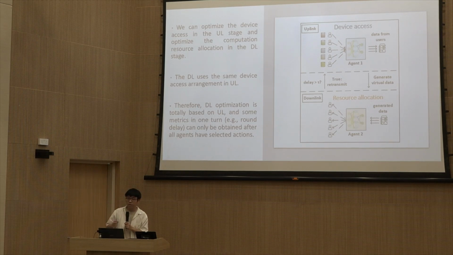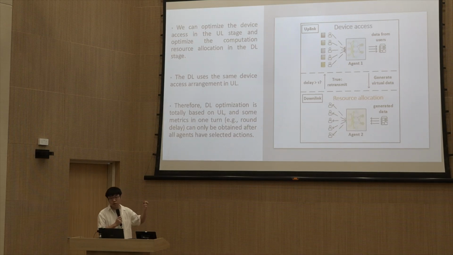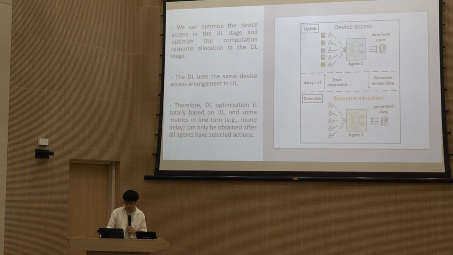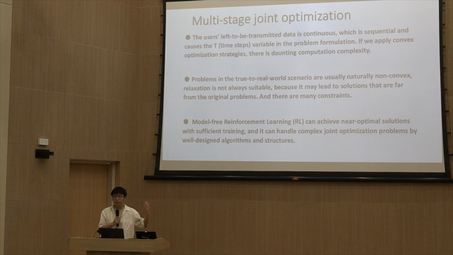Some measures in one turn, such as the round delay and the average transmission rate of each user, can only be obtained after all the agents have taken their actions. The agent here refers to the reinforcement learning agent, which handles the two kinds of optimization tasks. So this is a multi-stage joint optimization problem.